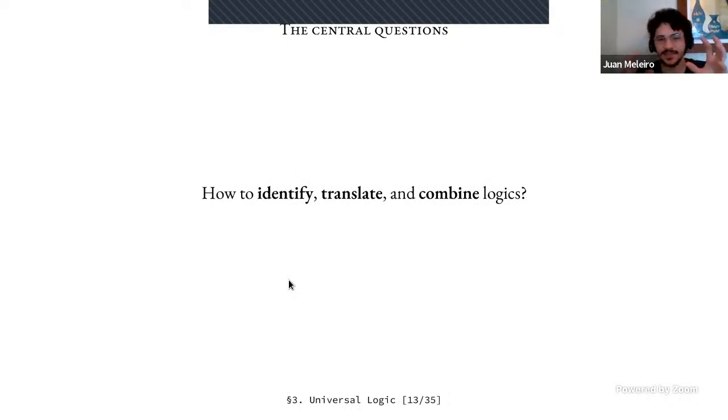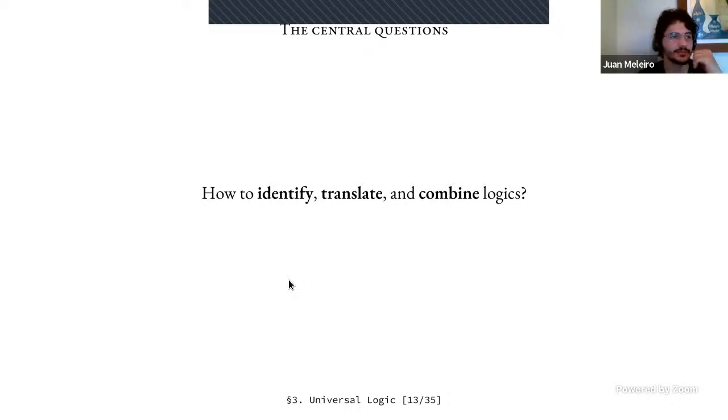Why is this important to organize synthetic reasoning? Well, because I'm saying that synthetic reasoning has to do with particular logics that we build for particular subject areas, and universal logic, the answers to these questions will allow us to work with these logics in a more effective way.